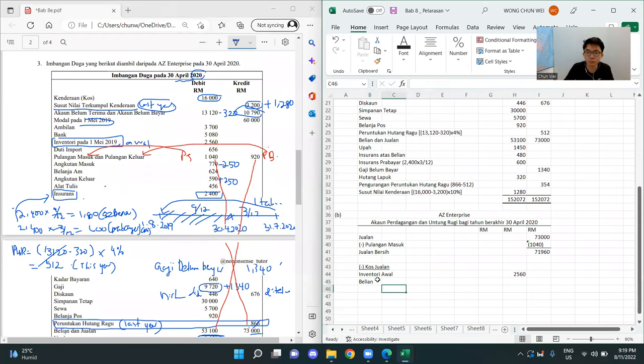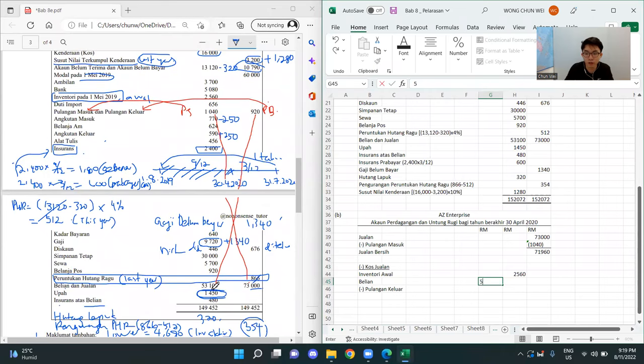Then your belian. And then the belian we have, pulangan belian, right? So here, they call it a pulangan keluar. Okay, so here, your belian is 53,100. And then you minus your pulangan keluar, which is 920, which is your pulangan belian, 920. So you minus first. So use your 53,100 minus your pulangan keluar, you get 52,180. So this one is your belian bersih.